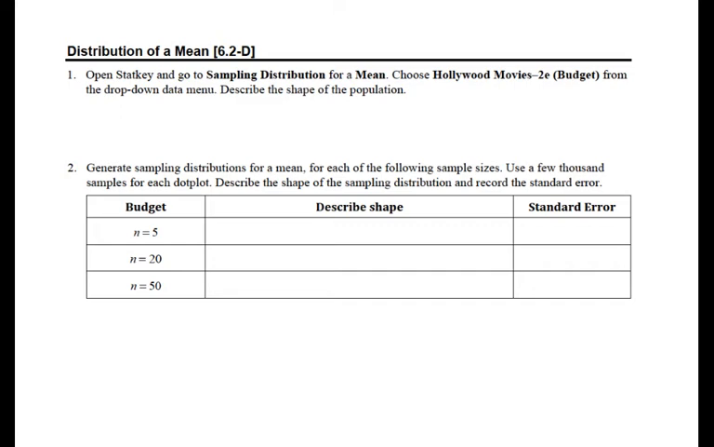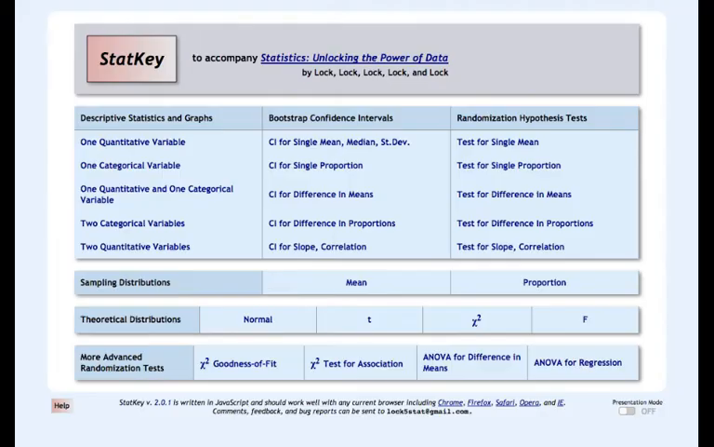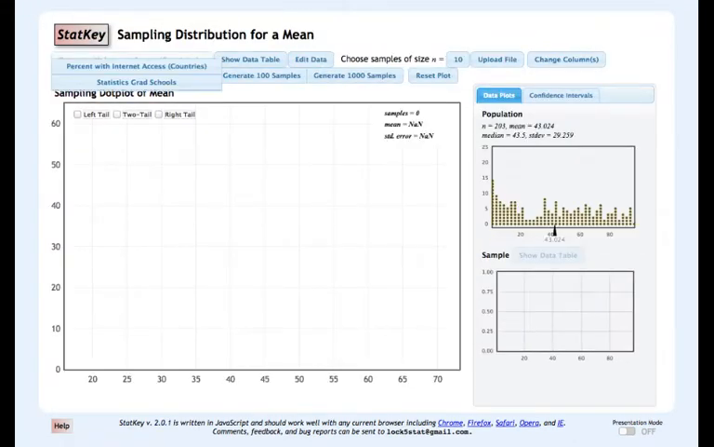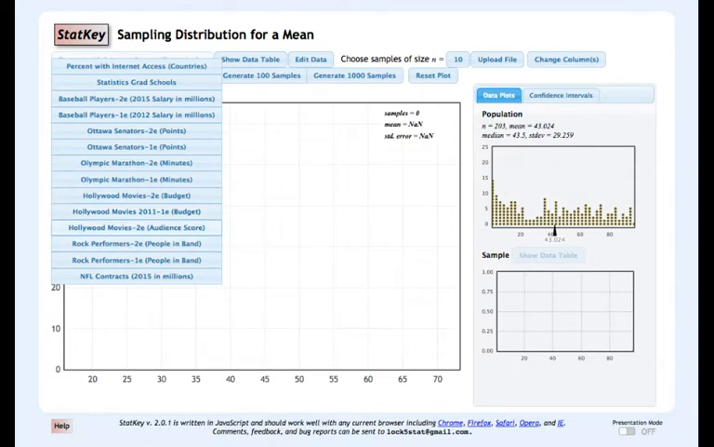We're going to take a look at sampling distributions for a mean in StatKey using the data set Hollywood movies and the variable budget. So to do this, we'll go to sampling distribution for a mean on the StatKey homepage, and then this is a data set and variable that we can select from the drop-down menu. Coming over to StatKey first, this is where we're going to go, sampling distributions, mean. And in our drop-down data menu, we can see Hollywood movies 2E budget right here.